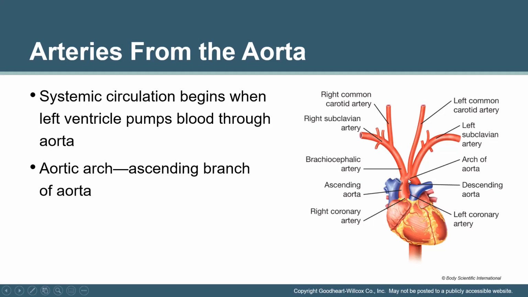The next main branch off of the aortic arch is the left common carotid. So that one comes directly off of the arch itself, whereas the right common carotid will branch off of the brachiocephalic artery. So there's the difference there. And then the branch off of the aortic arch that is to our far left is our left subclavian artery.